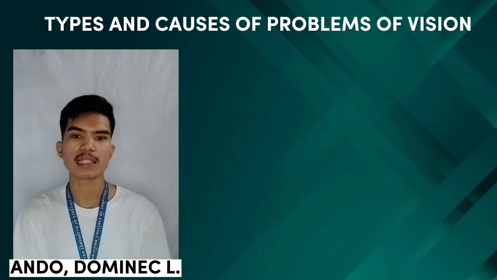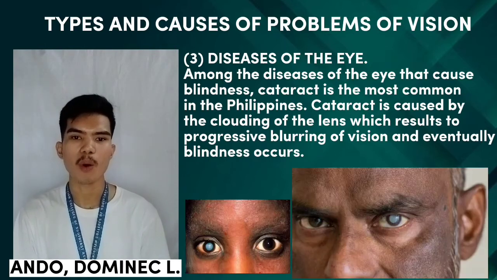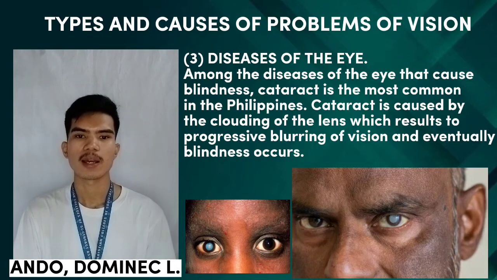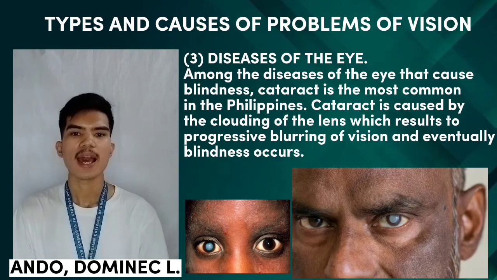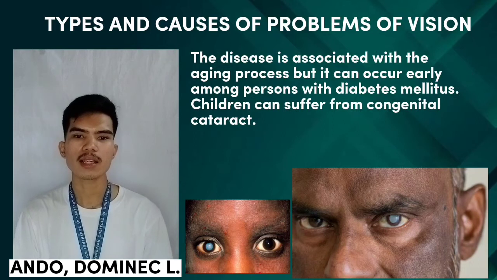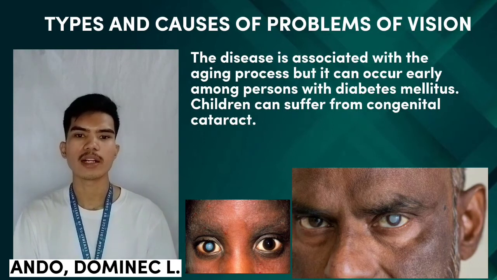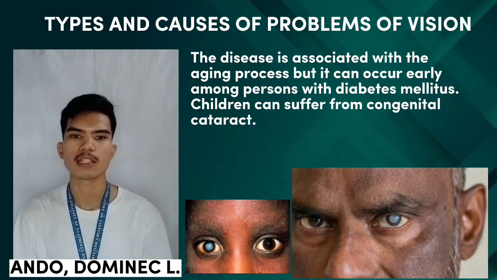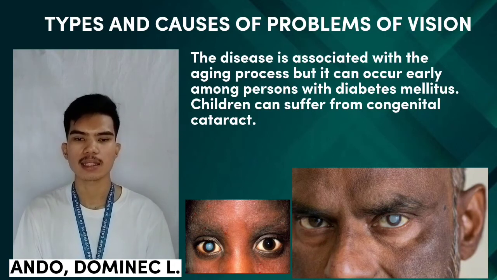The third one is diseases of the eye. Among the diseases of the eye that cause blindness, cataract is the most common in the Philippines. Cataract is caused by the clouding of the lens, which results in progressive blurring of vision and eventually blindness. The disease is associated with the aging process, but it can occur early among persons with diabetes mellitus. Children can suffer from congenital cataract.